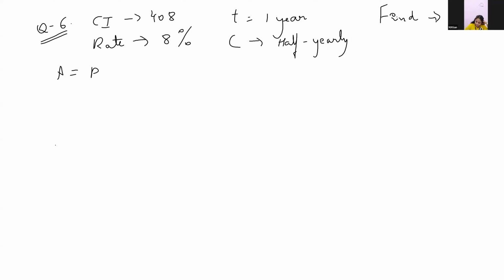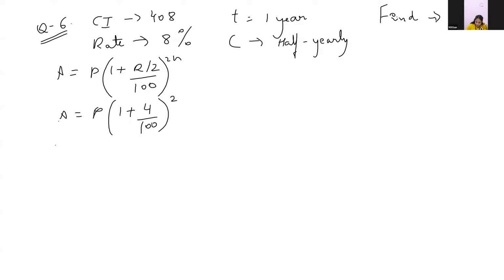Amount is equal to principal. Now this is half yearly, so 1 plus rate by 2, divided by 100, raised to the power 2n. Time is 1 year, so 1 into 2 is 2. And rate is 8, so divided by 2 becomes 4%. Okay, so let's put in the values. Amount, I don't know. Principal, I don't know. So 1 plus 4 by 100 raised to the power 2.